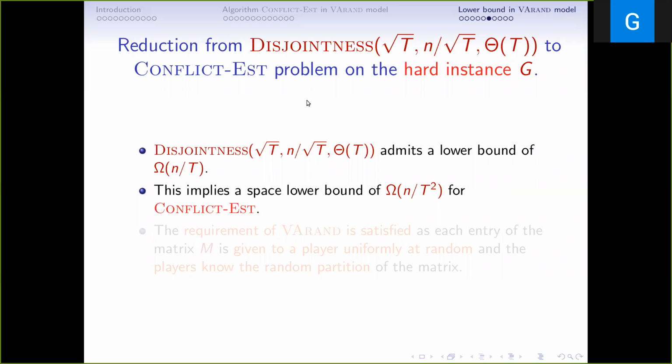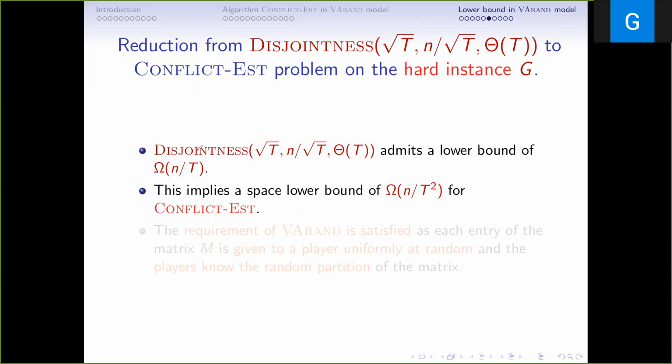We will get into the reduction, but before that, the reduction will imply an omega n by t square lower bound for a one pass, and in general constant pass, streaming algorithm for the conflict estimation problem.